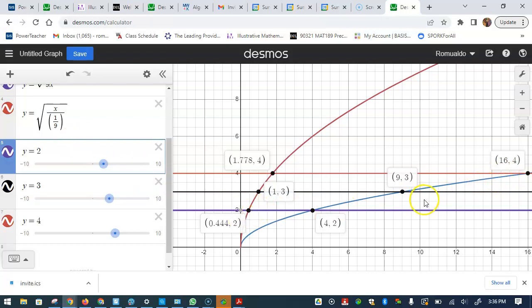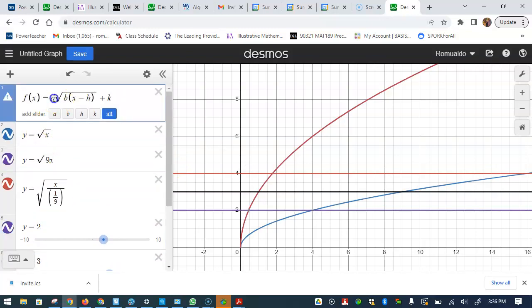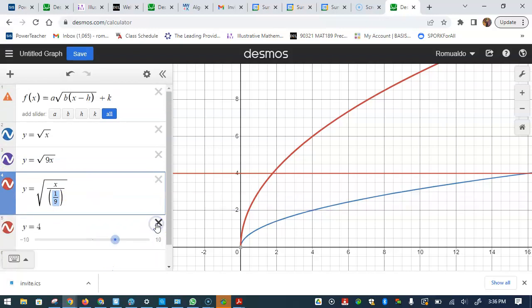So the x coordinate is multiplied by 1/9. But remember, for a vertical change we multiply the outside, whenever there's an outside number: greater than one is a vertical stretch, less than one is a vertical shrink. The same thing here. This is a fraction less than one, so there is a horizontal compression. And one more thing we'll see is, let me take this off.